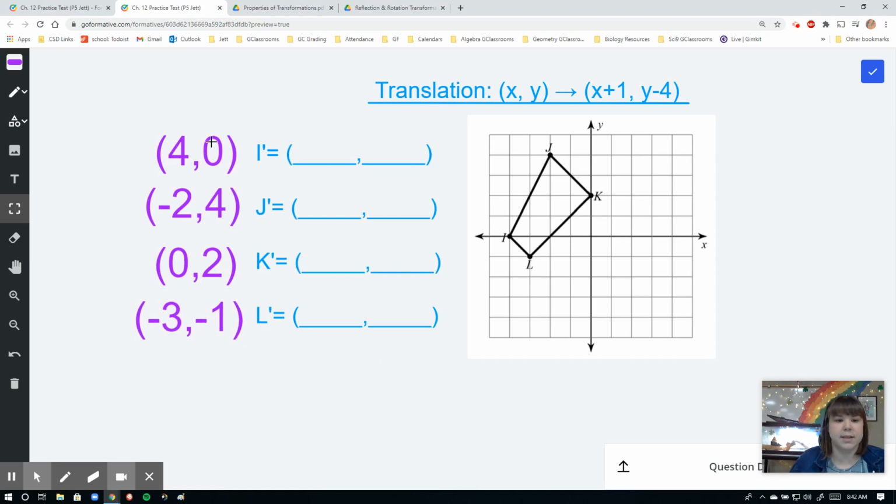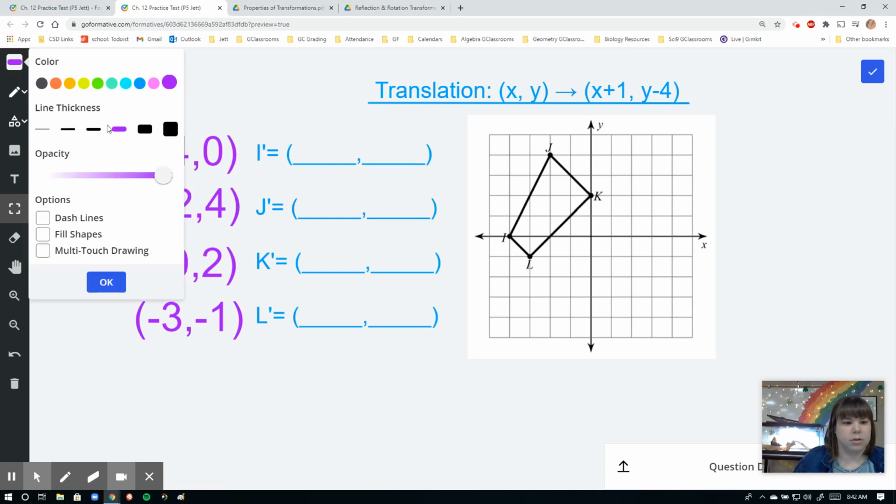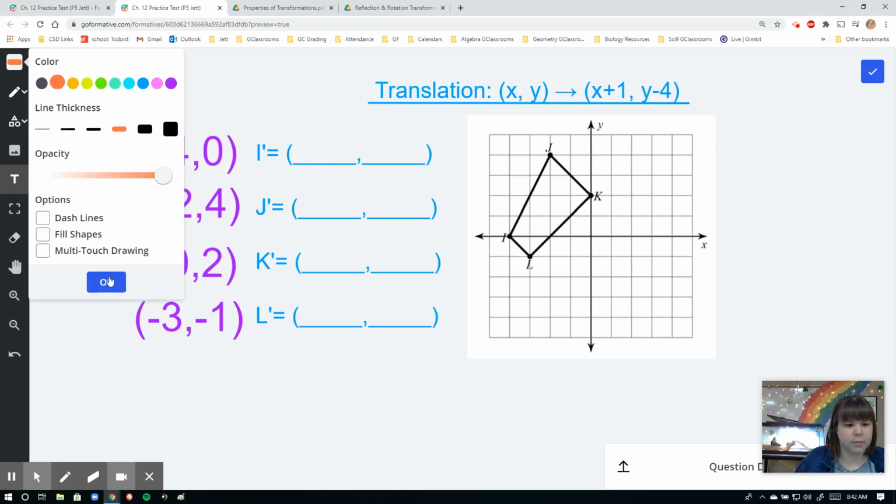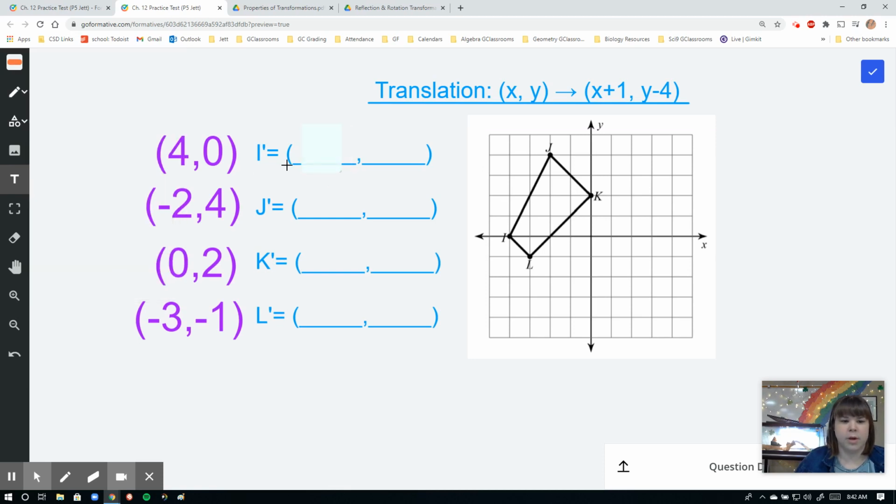Okay, so for these points, our new points, I prime, J prime, K prime, L prime, we need to do x plus 1. So our x values are right here. So we need to add 1 to all of those. And then for our y values, we need to subtract 4 from all of those. There we go. Okay, so for I prime, make it just a little bigger. There we go. So 4 plus 1 is going to be 5. And then 0 minus 4 would be negative 4.